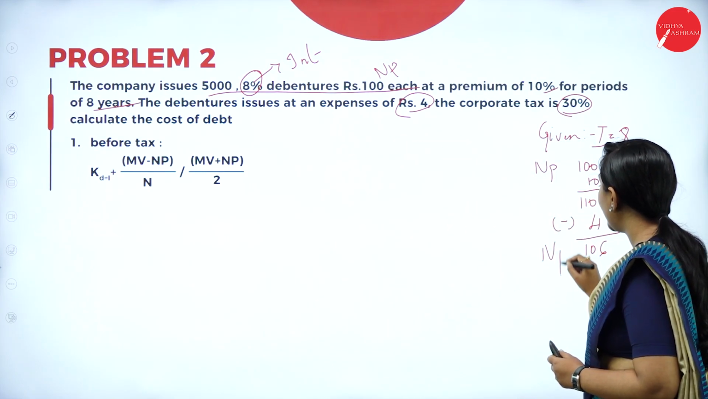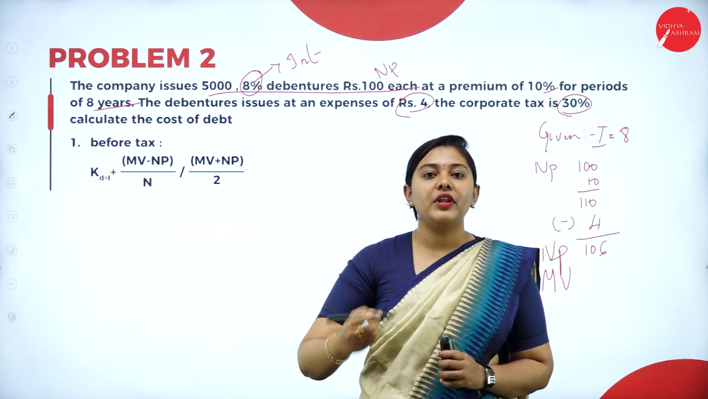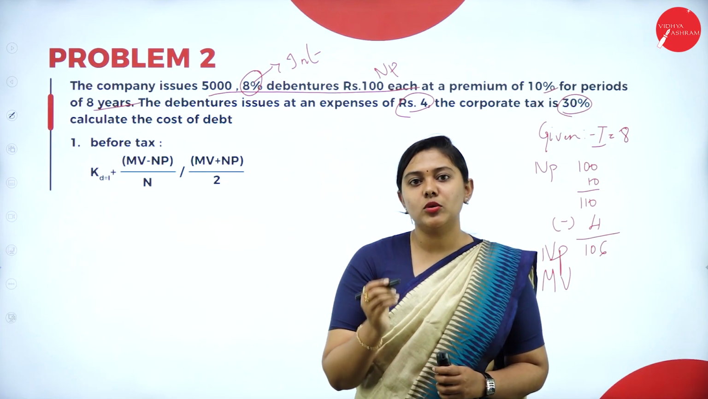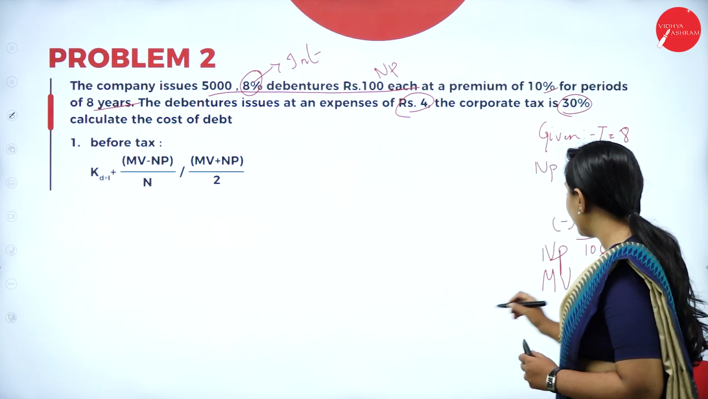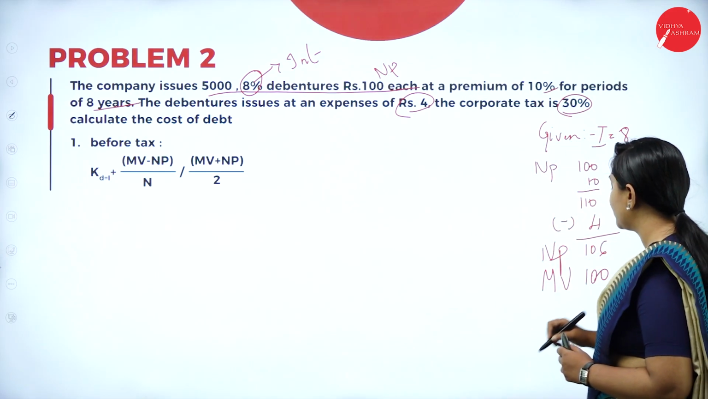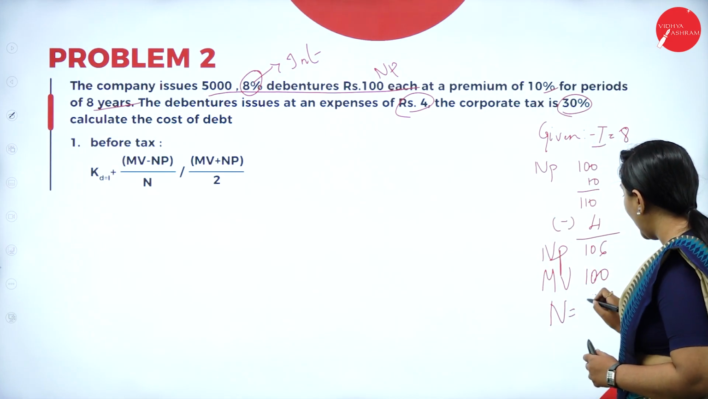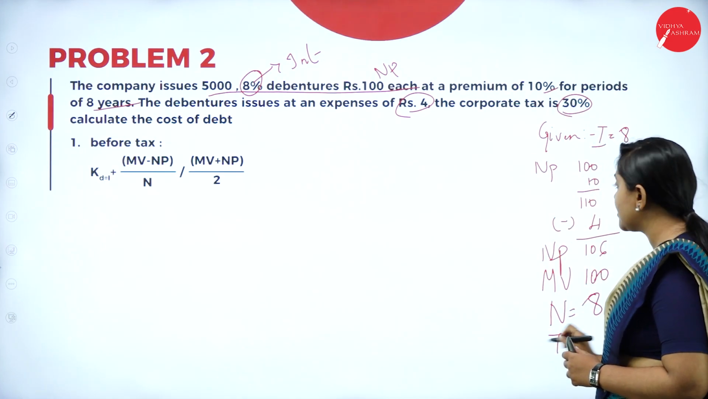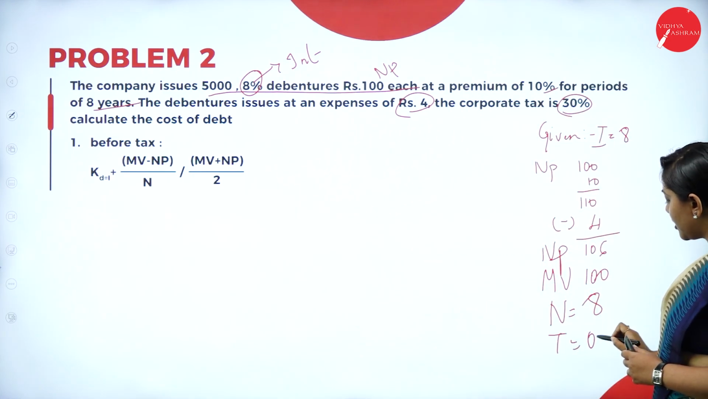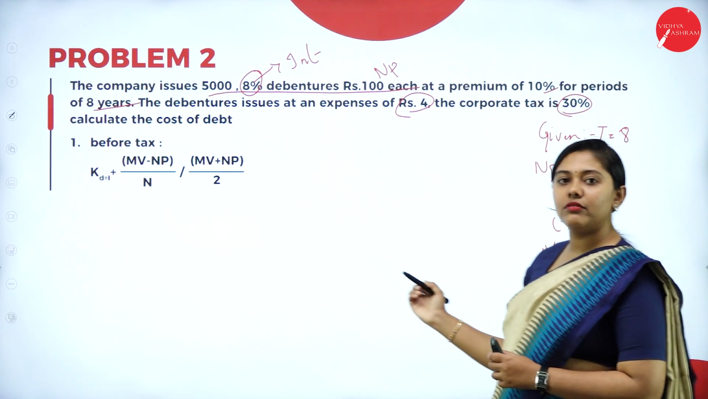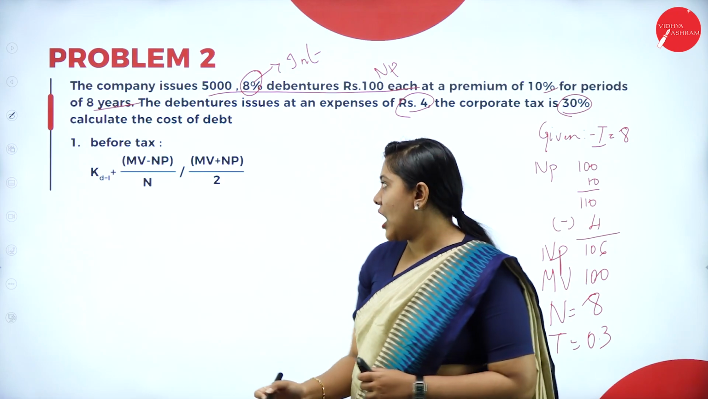So 106 is the net proceeds, and maturity value, since they are not redeemed at a premium or a discount, the maturity value is redeemed at 100 rupees, that is at par only. So maturity value will be 100. So number of years is given, 8 years. And the corporate tax is how much? Since the corporate tax is 30%, it is 0.3. So all the given values we have, let's substitute that into the formula and check out the answer.